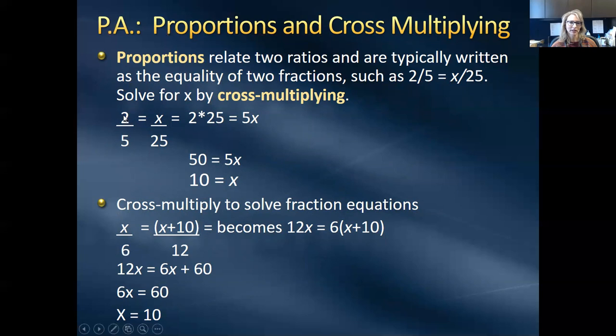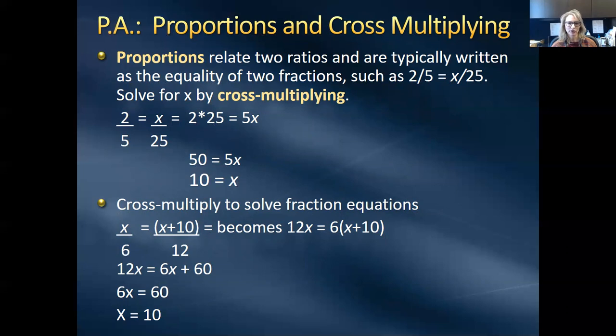Cross multiplying just means you multiply what's across from each other. So you would have 2 times 25 on one side equals 5x on the other side. So that'd be 50 equals 5x. Get the x by itself by dividing both sides by 5, and the answer is 10.